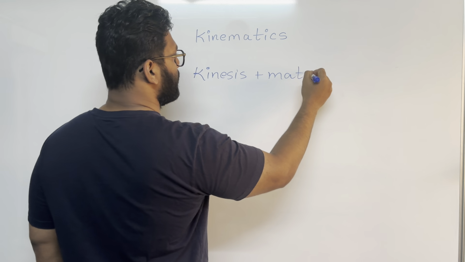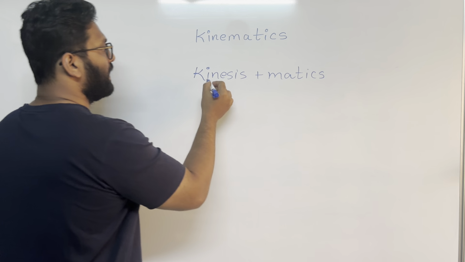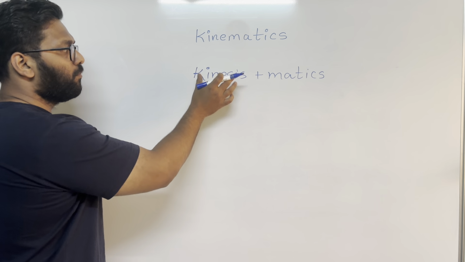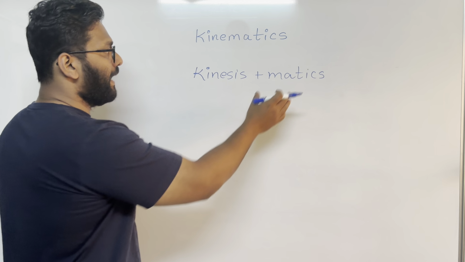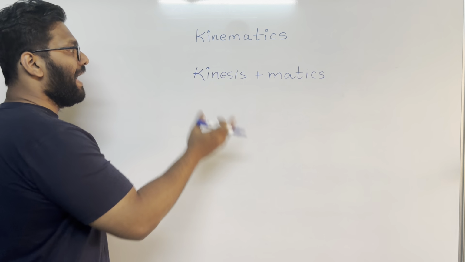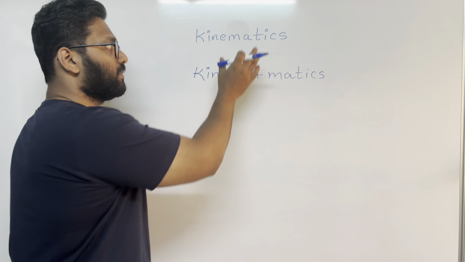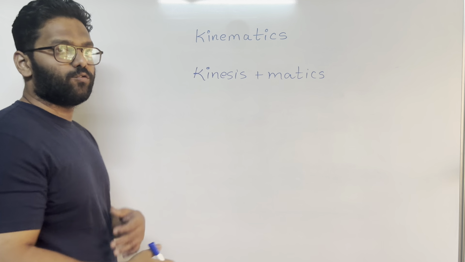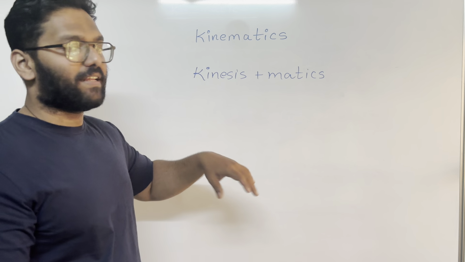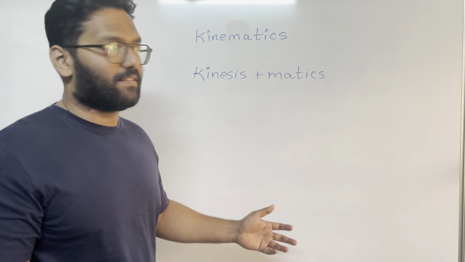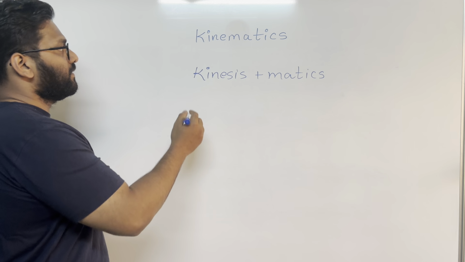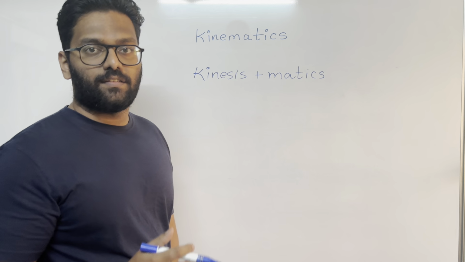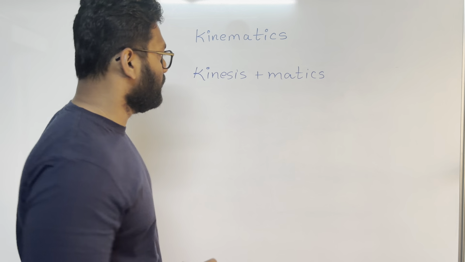So what is the meaning of this? These are the Greek words. Kinesis means motion or movement and matics means pertaining to. Anything pertaining to motion comes under the field of kinematics, right? Just like you know mathematics, anything pertaining to maths is called mathematics, right? So kinematics comes under the mechanics part of physics, right?